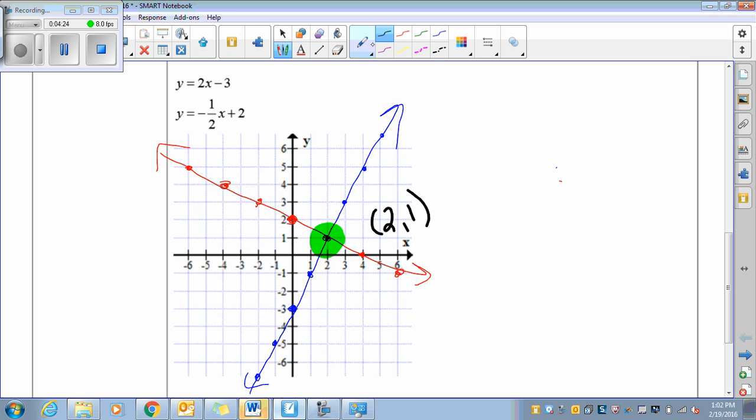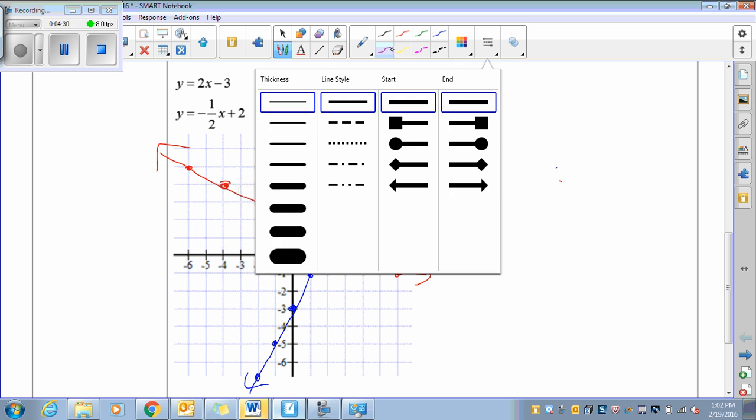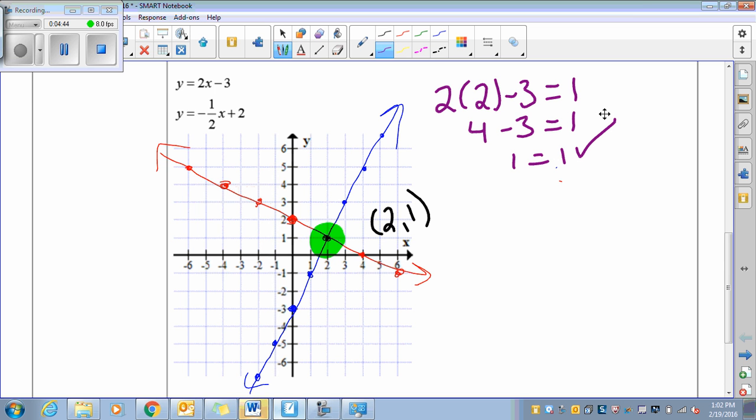And now you can plug it in to check to make sure. So let's look at this. We have 2 times 2 minus 3 should equal 1. 2 times 2 is 4. 4 minus 3 is 1. So it does, in fact, satisfy the first equation.